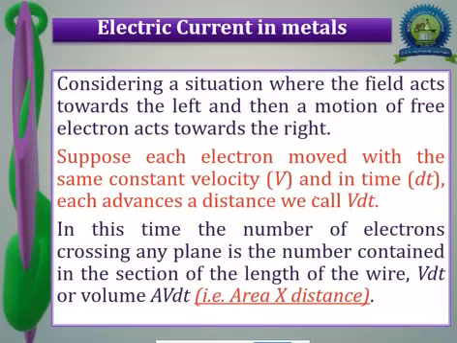Let's consider a situation where you have a field that is acting towards the left and the motion of the free electron is acting towards the right. So we can say that the electron will move with the same constant velocity v, and it will move in time dt.